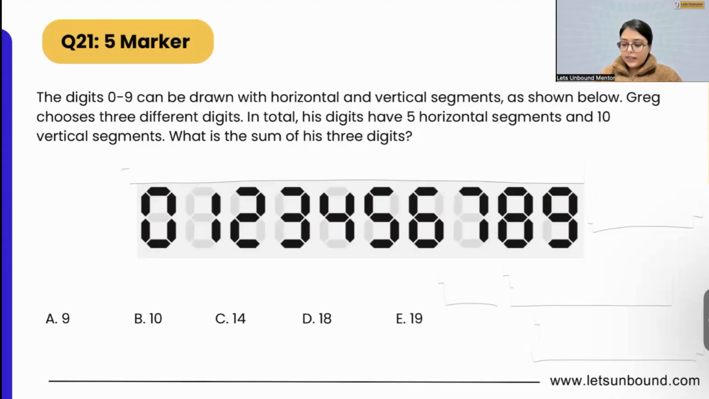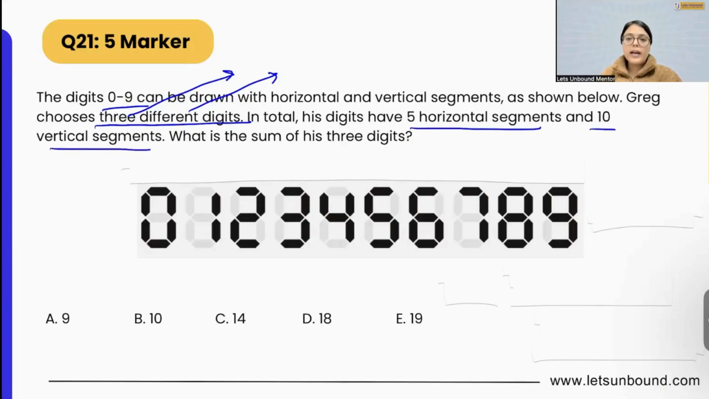So there are digits from 0 to 9, okay, and that you can see digitally written down below. But Greg will choose only 3 different digits. So we need to understand there are 3 digits which Greg will choose and different digits. So none of them can be same. So this is important. And in total, his digits have 5 horizontal segments and 10 vertical segments.